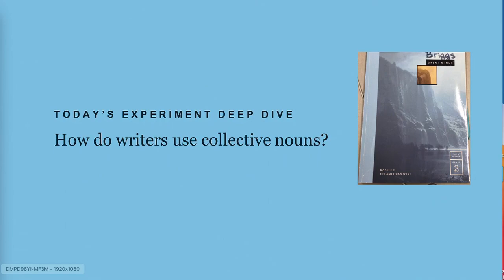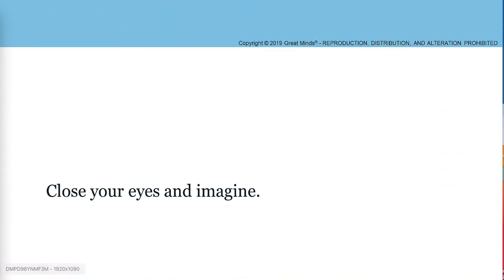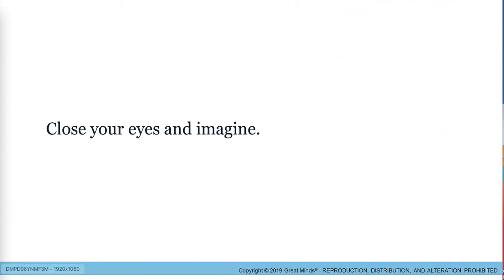So I want you to close your eyes and imagine. Think about what you see when I say these collective nouns. Are you ready? Eyes closed. What do you see when I say the word orchard? Orchard. Do you see a bunch of apple trees?